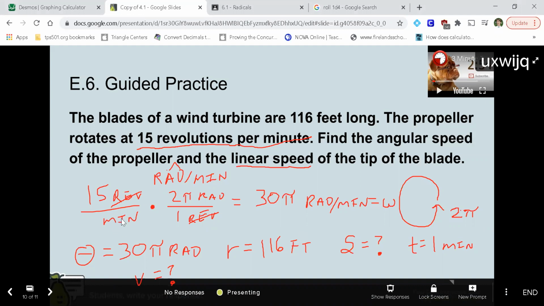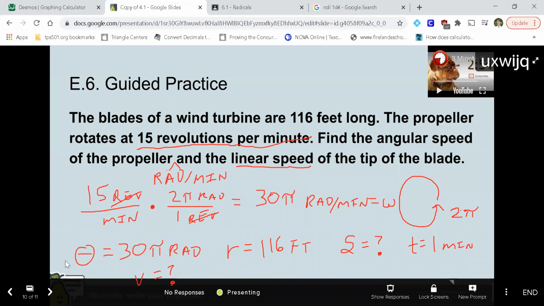All right, so if this goes 15 revolutions in 1 minute, and we convert that to radians, there are 2 pi radians in every 1 revolution. So that means it goes 30 pi radians in 1 minute. That's our angular speed. So let's let T equal 1 minute. If I want to find the linear speed, I need to know how far it goes in that 1 minute.